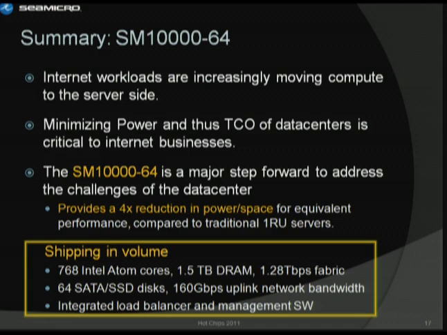To summarize, internet workloads are constantly moving compute to the server side, and thus minimizing power and hence TCO of data centers is critical to these businesses. The SM10K in our mind is a major step forward in this direction. It provides a 4x reduction in power as well as space. And we are shipping in volume today with up to 768 Intel Atom cores, up to 1.5 terabytes of DRAM, 160 gigabits per second network bandwidth, and 64 SATA drives. Thank you.